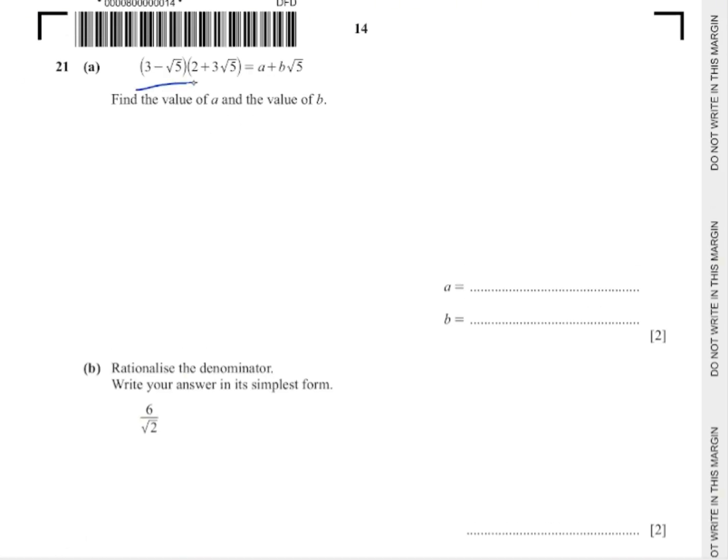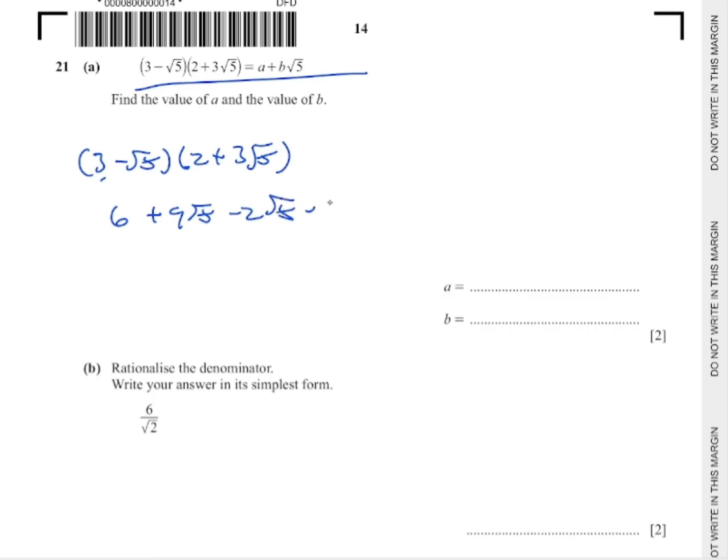Question 21. Find the value of a and find the value of b. We just expand: 3 minus square root of 5 times 2 plus 3 times square root of 5. Cross multiply, we get 6 plus 9 square root of 5 minus 2 square root of 5 minus 3 times square root of 5 squared, which is 5. So I have 6 minus 15, plus 9 square root of 5 minus 2 square root of 5, which gives us negative 9 plus 7 square root of 5. So a is negative 9 and b is 7.